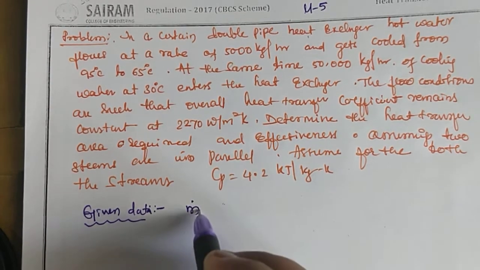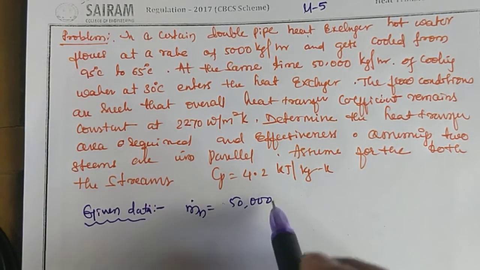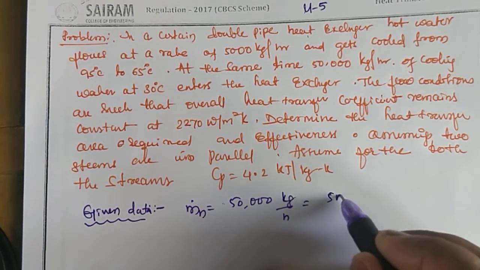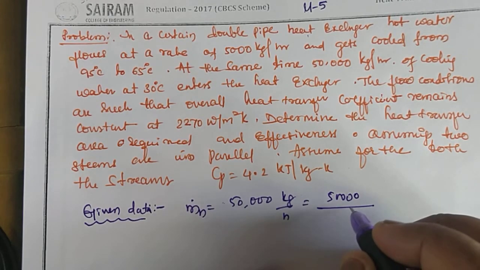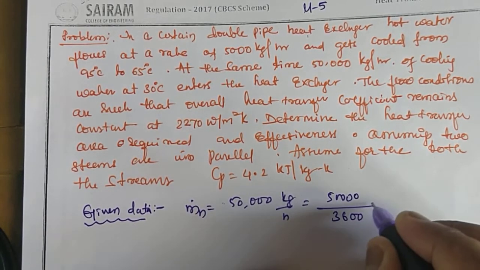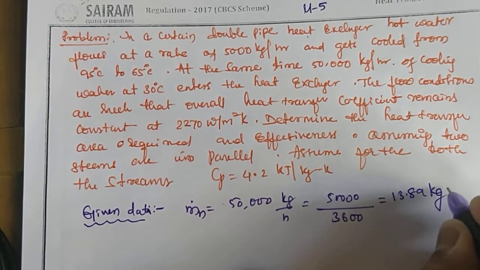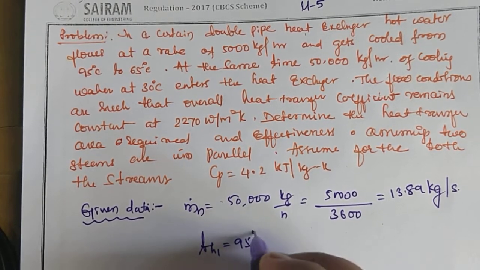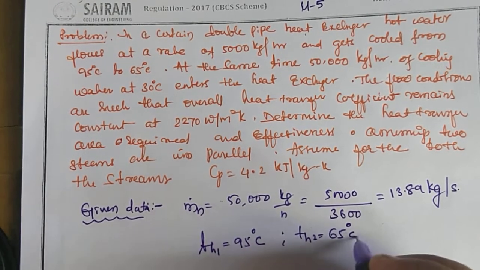The mass of the hot fluid is given, that is 50,000 kg per hour, but we require it in kg per second. So we need to convert 50,000 kg per hour into kg per second. That is, 1 hour is equal to 3600 seconds, so it becomes 13.89 kg per second. The temperature of the hot fluid at the inlet is 95 degrees centigrade, and the temperature of the hot fluid at the exit is 65 degrees centigrade.